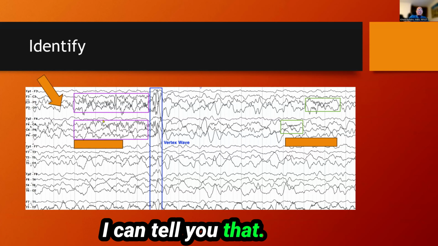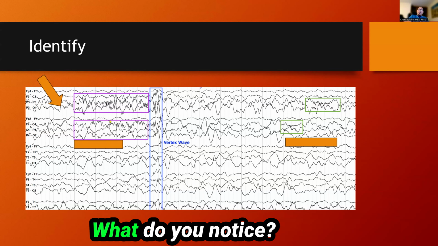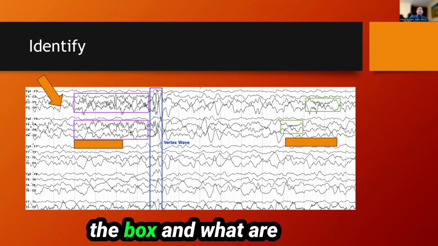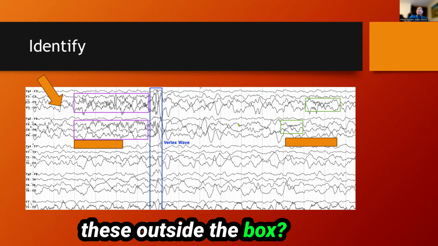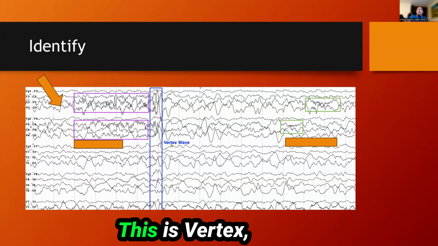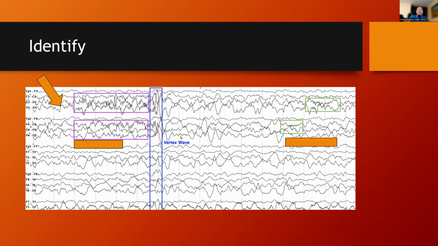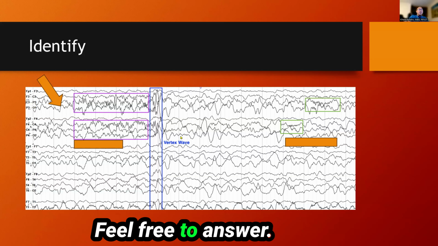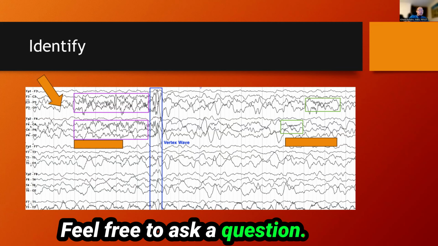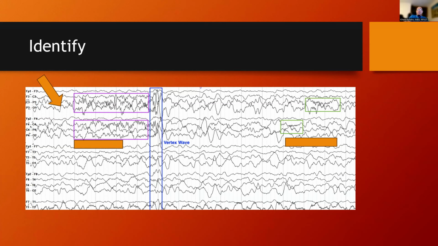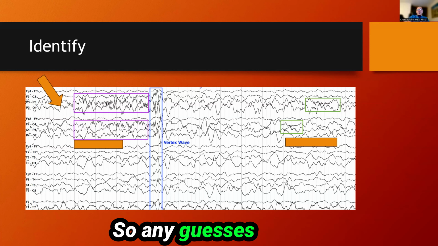This is a difficult one, I can tell you that. What do you notice? What are these in the box? And what are these outside the box? At least I gave you a clue here. This is vertex, but it's quite odd. I wonder why. Feel free to answer, feel free to ask a question, feel free to comment. Okay? So any guesses or any answers?